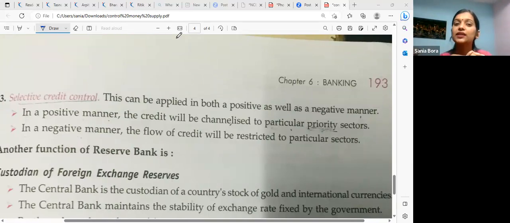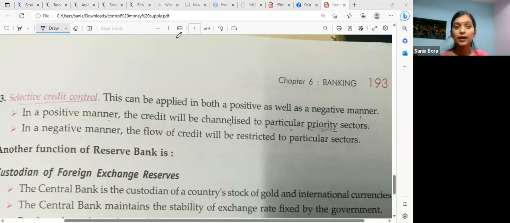During COVID time, which sector was the most priority? Health sector, education sector, industrial sector? Health sector. So for example, the central bank has 100 rupees. Earlier, we have, for example, 5 sectors, so 20, 20, 20, 20, we were giving to everyone. But during COVID time, we need to give 50 to the health sector.